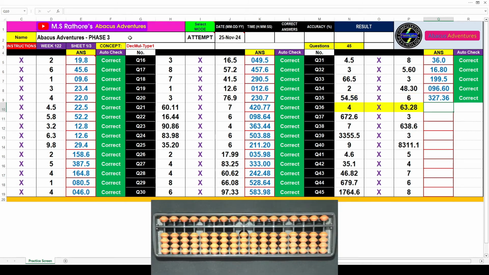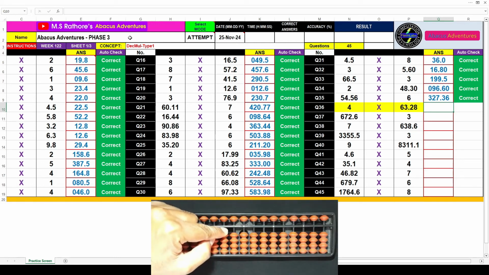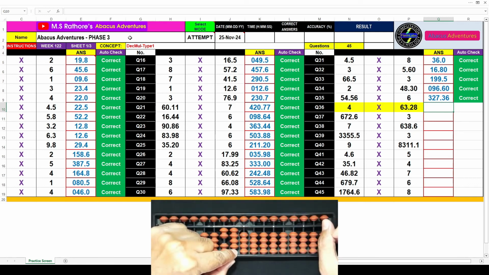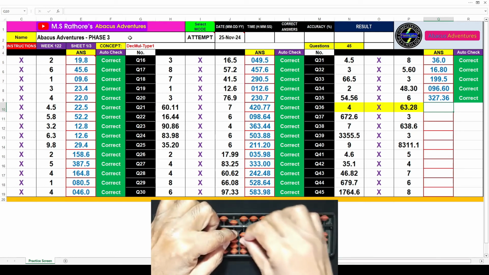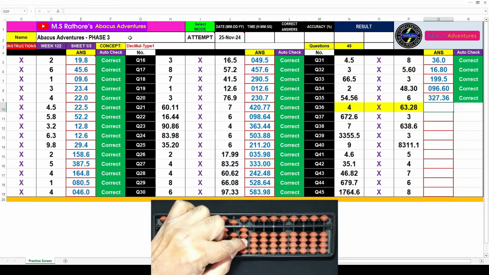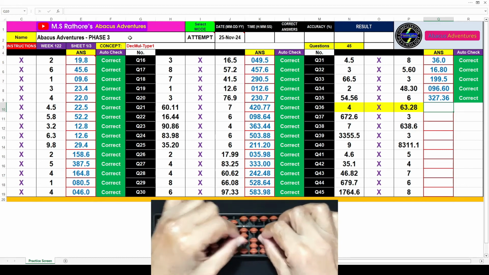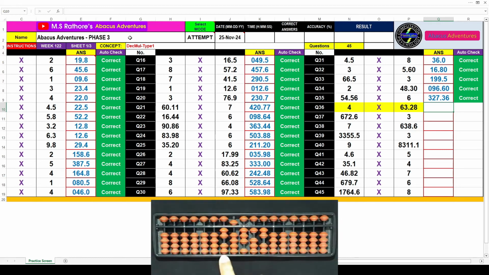Question number 36, 4 multiplied by 63.28. So placing the left index finger on rod number 3, 6 4s are 24, shifted, 3 4s are 12, shifted, 2 4s are 0 8, shifted, 8 4s are 32, and the answer is 253.12.